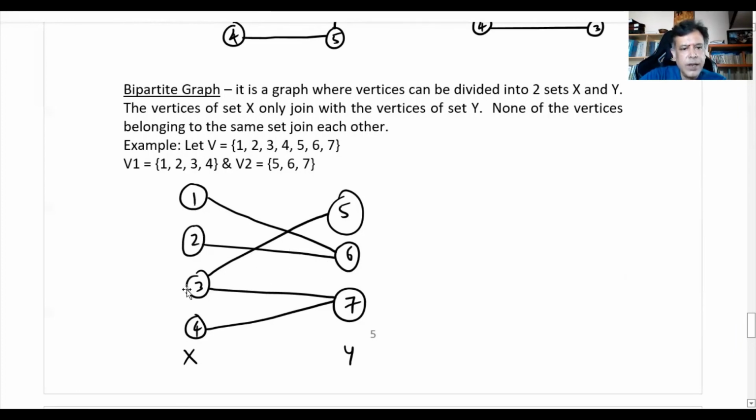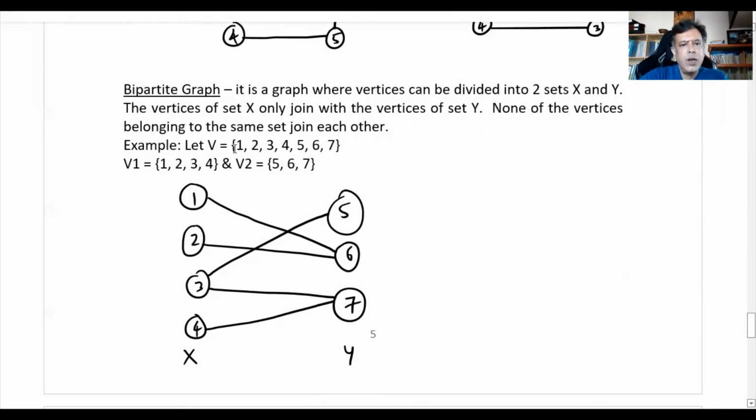2 to 6, there is a connection. 3 to 5, there is a connection. 3 to 7, 4 to 7. So from this set to this set, there is a connection. Within this, there is no connection. Within this, there is no connection. So none of the vertices belonging to the same set join each other.